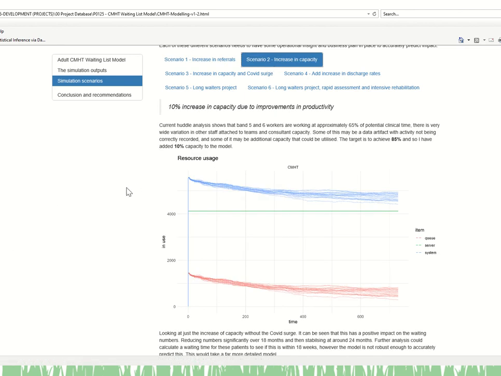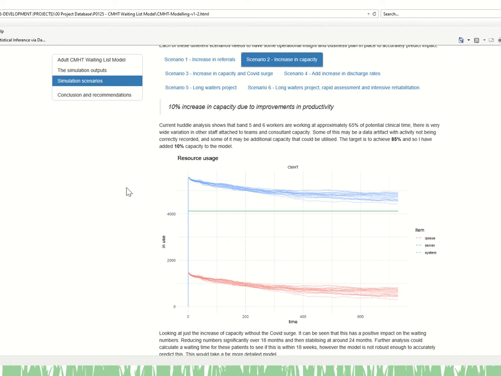So whether that's a 10% increase in capacity due to improvements in productivity rather than actually throwing more physical capacity. What happens if they manage to streamline some of their processes in order to increase capacity by 10%? I think it showed that there would be some quick gains of getting some people out of the system and discharged, but then there would be a very much slower and gradual decrease, mainly because there were so many referrals coming in.